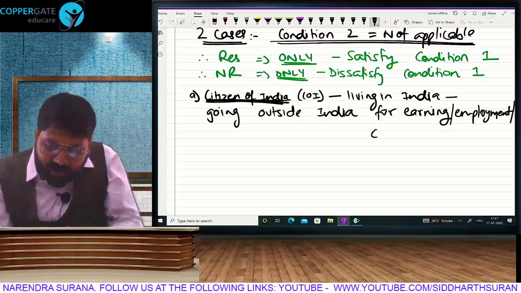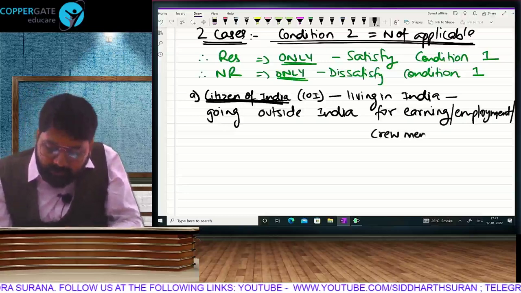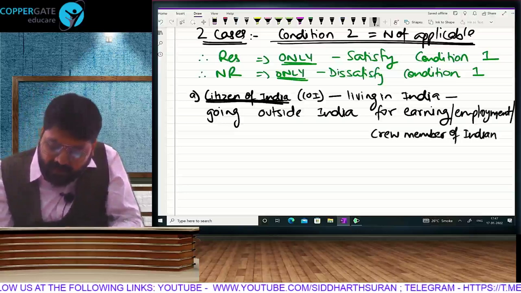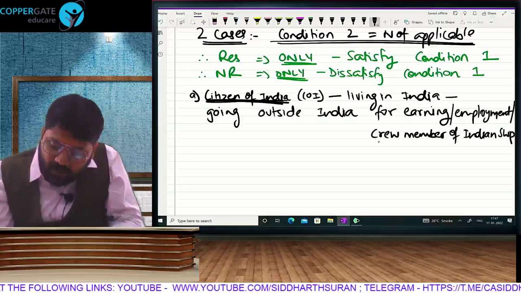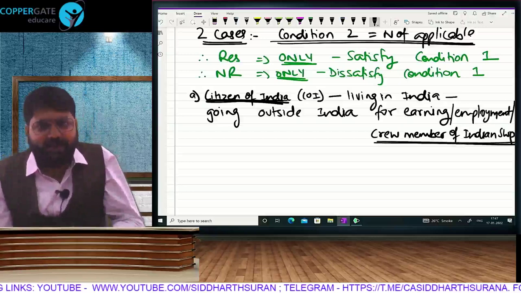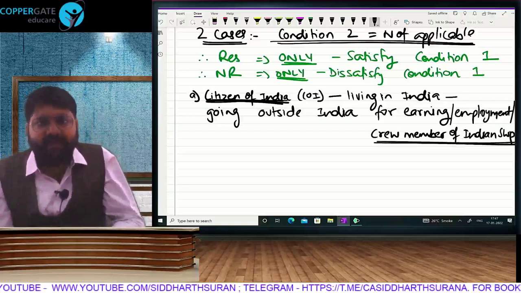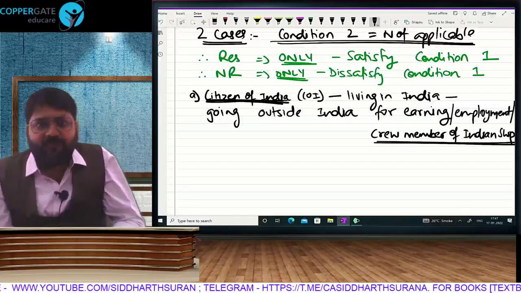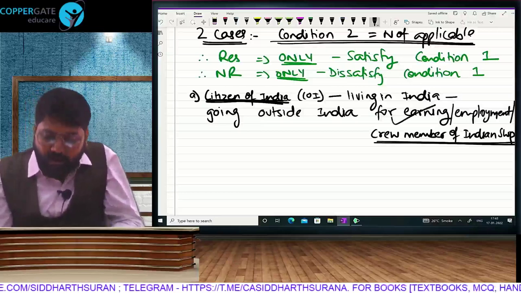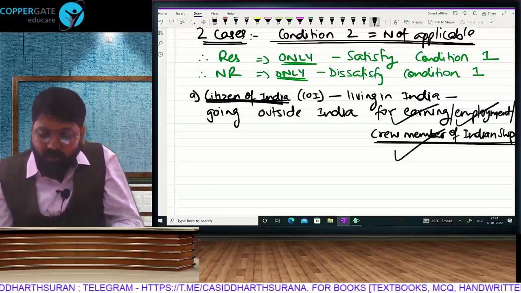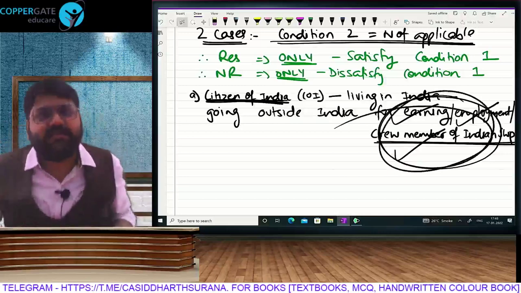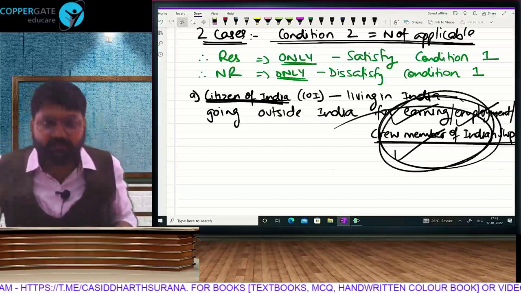Or you have left India as a crew member of an Indian ship. I hope you know this much, that whenever an Indian ship goes outside, there is going to be a captain of the ship. Like in a flight you have a pilot, you have a captain, and there are crew members. You have left India as a crew member. Means, in short, you are on duty, earning outside India. What is common in all of these people? See, rule 63-65 is not applicable, 182 is applicable.